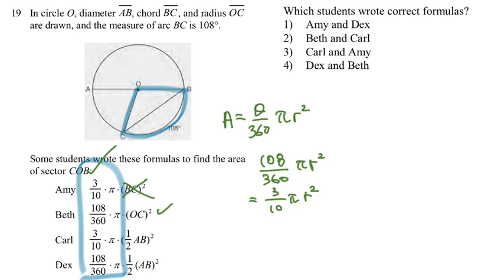How about the second one? OC, yes, OC is a radius, so you would have been okay. How about half of AB, which is, since AB is the diameter, half of AB would have been radius, which still works out. And the last one, you cannot square the diameter and divide that by 2, that would not be the same as dividing it by 2 and then square it, so therefore fourth one is out. So B and C becomes our answer, which is choice 2.